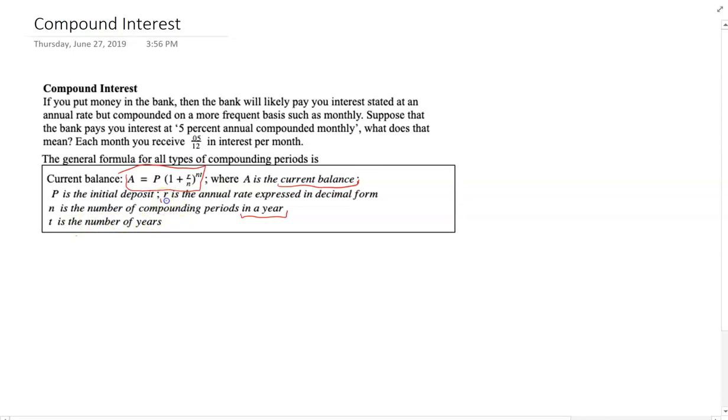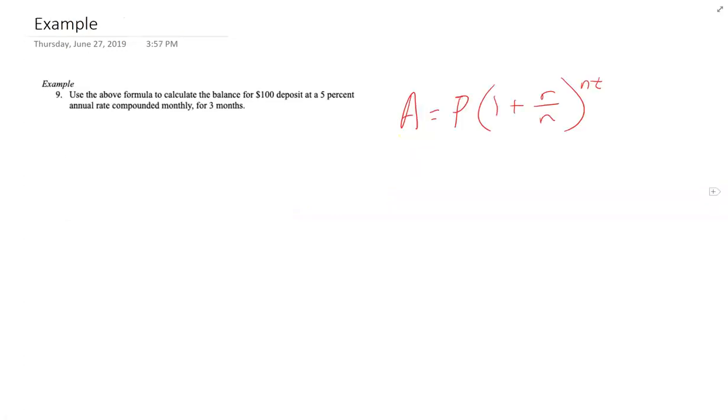And there's something else that is very important. r is the annual rate of interest, but it's always expressed as a decimal. r is always expressed as a decimal. So let's look at a real quick example. We have our formula here: A is equal to P times 1 plus r over n, to the nt. And we have to calculate the balance for $100, so that is our P, at a 5% rate, expressed as a decimal, that's 0.05.